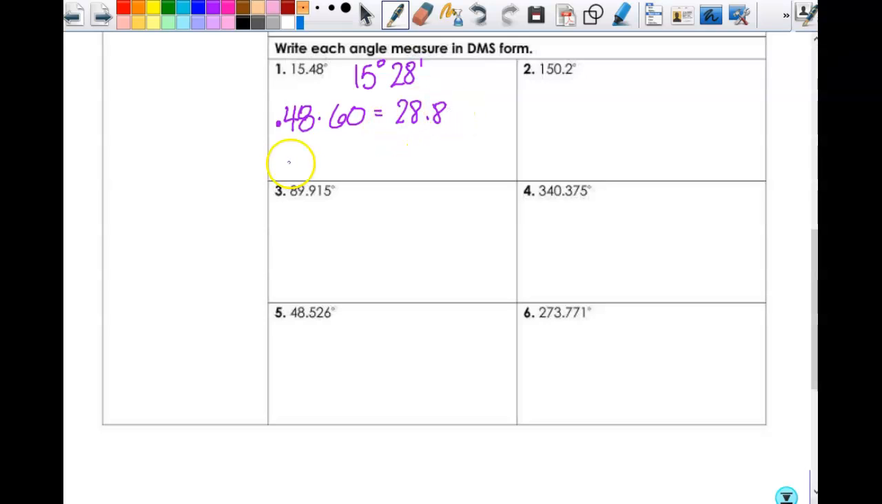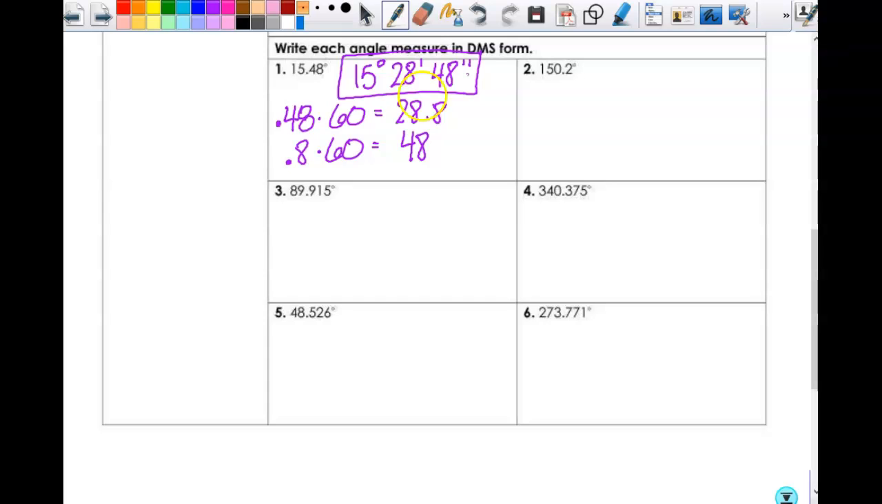And then I take that 0.8, multiply it by 60 to see how many seconds. And that gives me what? 48. And so it's 48 seconds. Okay? Easy enough?